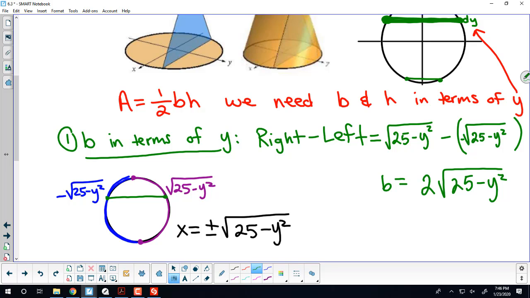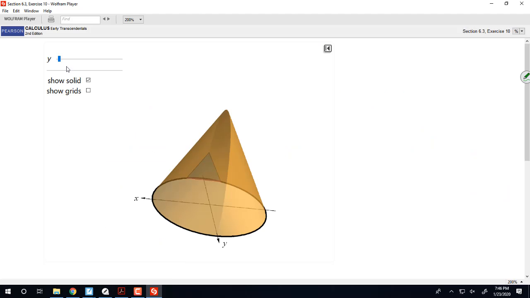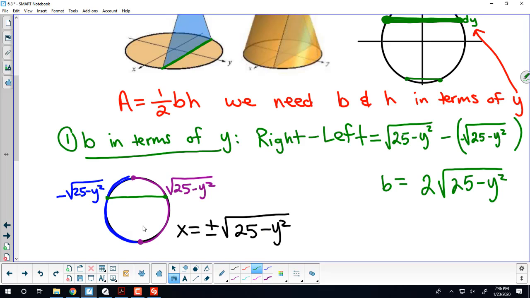So let me just highlight this again. This is what we're looking at here. Again, just looking at that figure, we saw that those things vary as we move throughout. So that triangle has a much different base length than this triangle, and a much different base length than that triangle, and so forth. Is everybody good with that? Okay, that's b in terms of y.